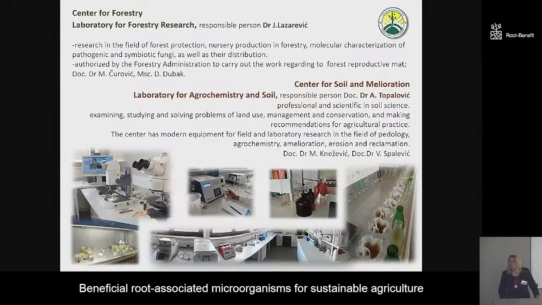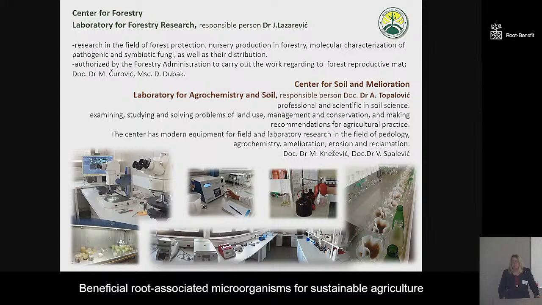Generally, I can say that in Montenegro we don't really have a research group working with beneficial microorganisms in agriculture. So I'm working in the field of forestry and representing the Center for Forestry, and have a good collaboration with the colleagues in the Center of Soil and Melioration who are doing different types of research in soils.